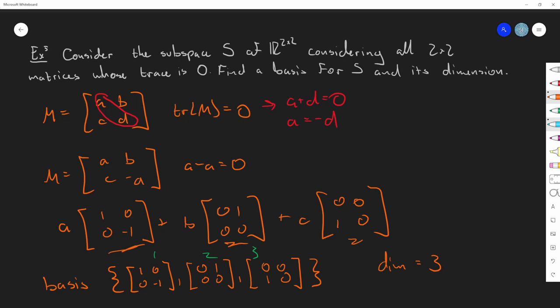Hopefully this concludes all the examples I have for you guys for spans and bases. So now the next couple videos up until the next lecture will focus on linear combinations and seeing what linear independence and linear dependence look like. We kind of did a little bit of it in some of these examples, but we're gonna have some examples solely focusing on that.